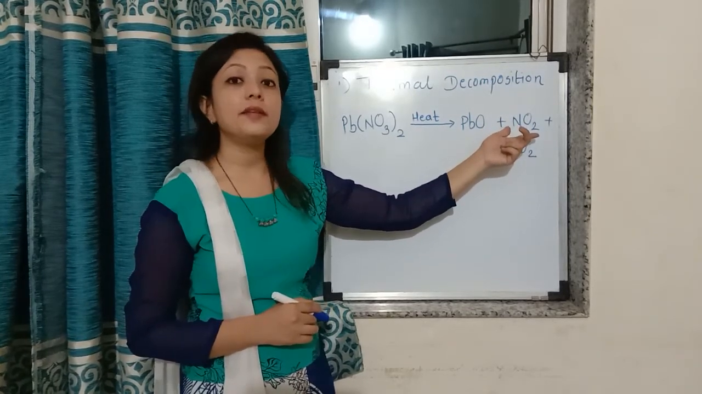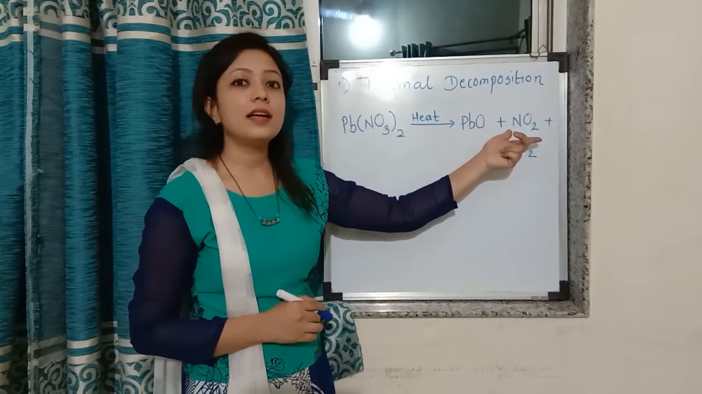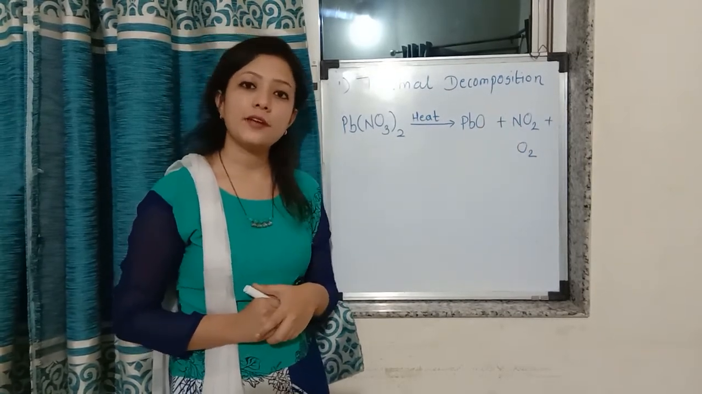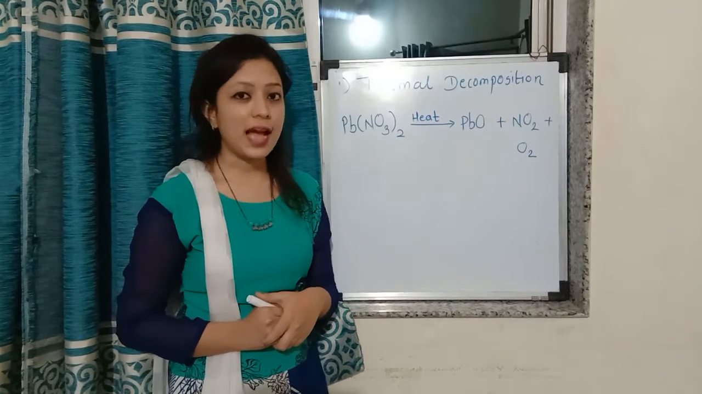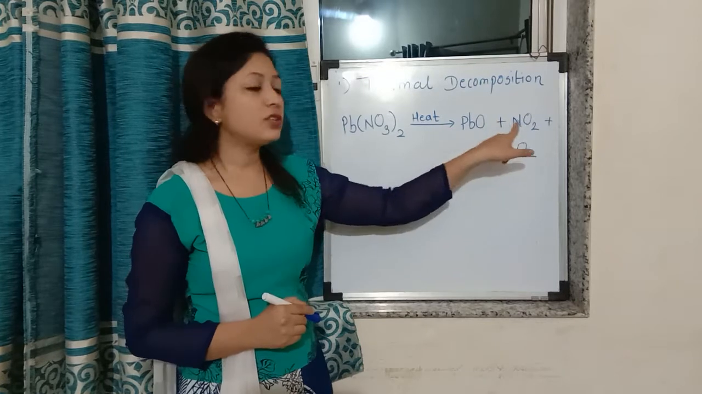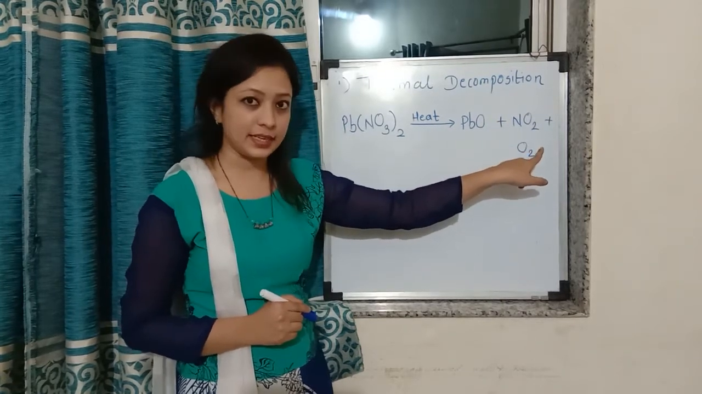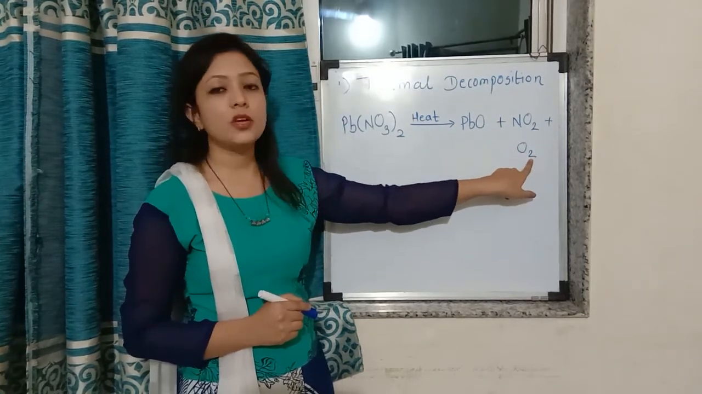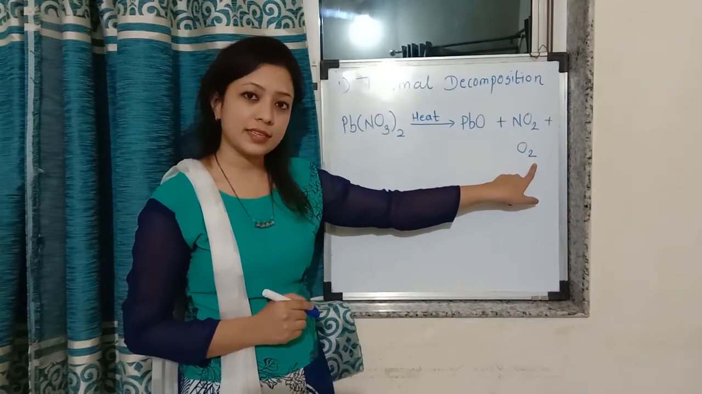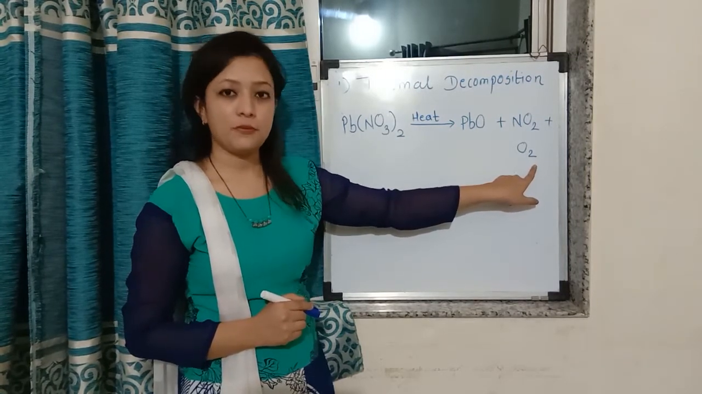This gas is again pungent and this is again acidic in nature, because when nitrogen dioxide is dissolved in water, it forms nitric acid, that is HNO3. So the nature of nitrogen dioxide is acidic. There are certain properties of oxygen also. Oxygen is a colorless and odorless gas and it supports burning.